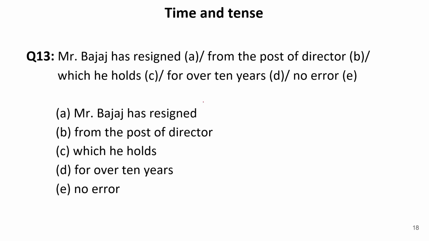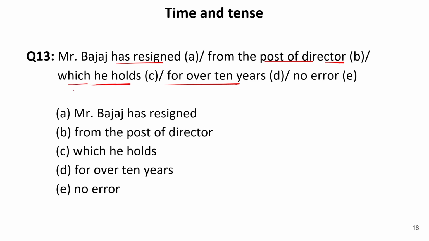Now, whenever we have been given some time, that it has been going on from a particular period of time till this day. Now, Mr. Bajaj has resigned. So this action has happened from the post of director. Now, he has resigned from the post of director. Which position? Which he holds.